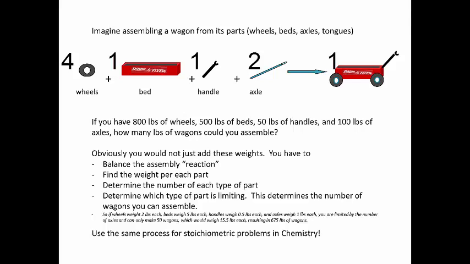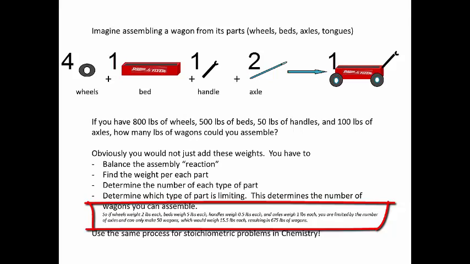And besides knowing the mass of each of the components, you know, the 800-pound box of wheels and the 500-pound box of beds and the 50-pound box of handles, etc., I must take into account the weight of each component. And so let's say that you're told, because you're asking questions, you're thinking about this analytically, that each wheel weighs 2 pounds, each bed weighs 5 pounds, each handle weighs a half a pound, and each axle weighs 1 pound.